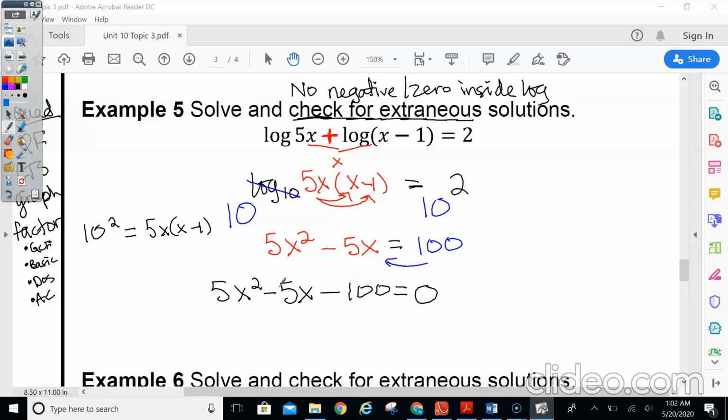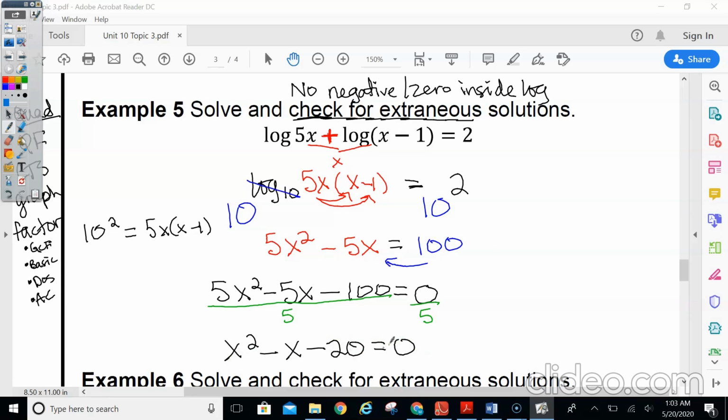Now, as is right here, you would have to use the AC because we have a number in front. But if you notice, we can divide everything by 5 first. So we can take the GCF out first, and that's going to help us. 5x squared divided by 5 is just x squared. Negative 5 divided by 5 is negative x. Negative 100 divided by 5 is negative 20. And 0 divided by 5 is still 0. That's why we can do this.